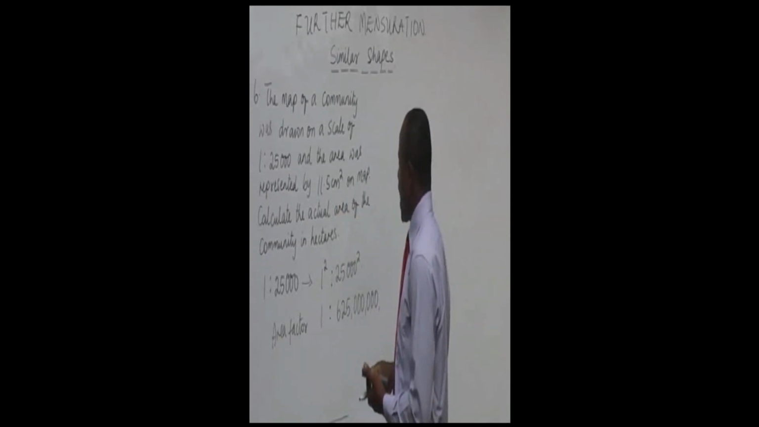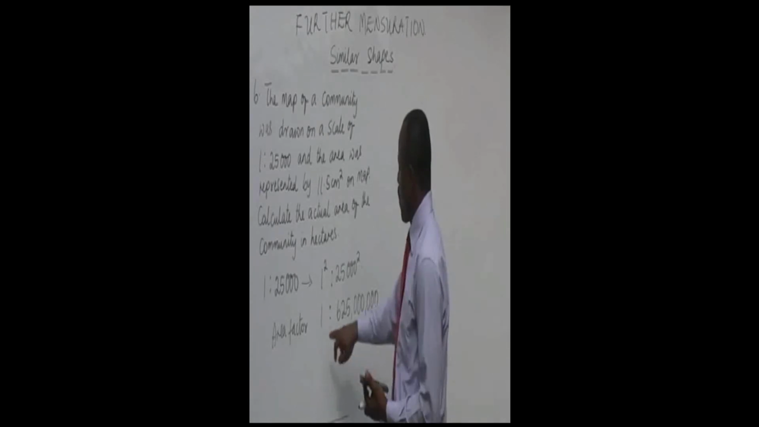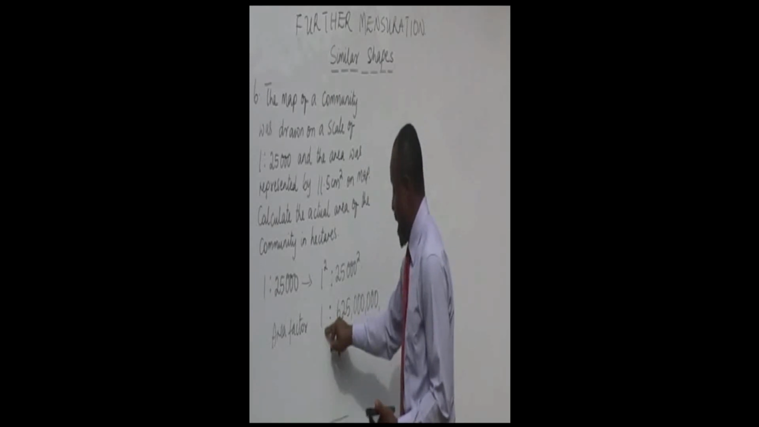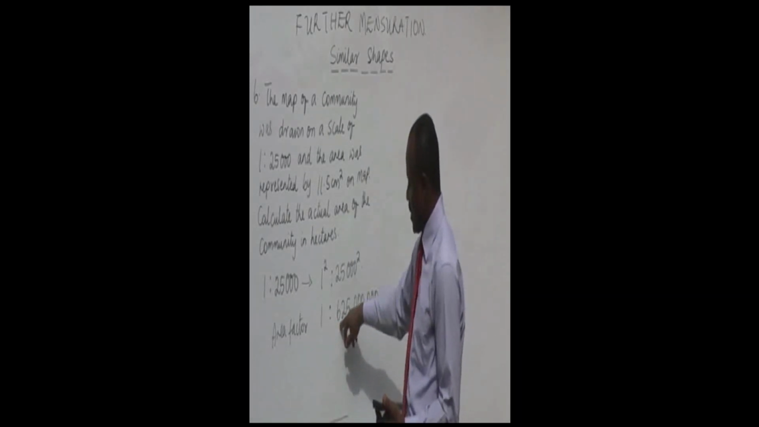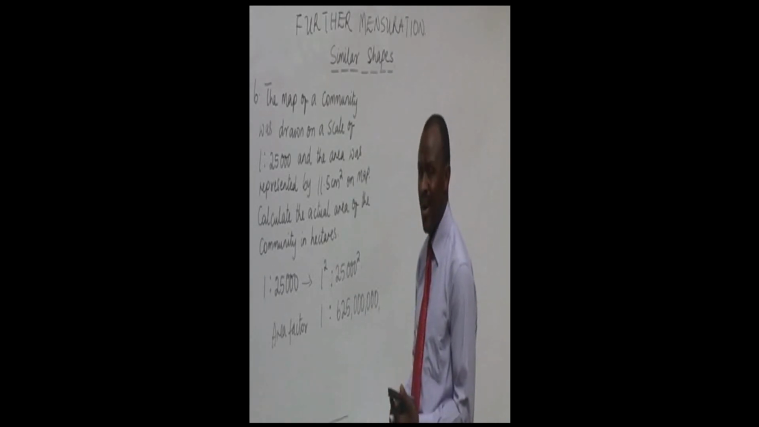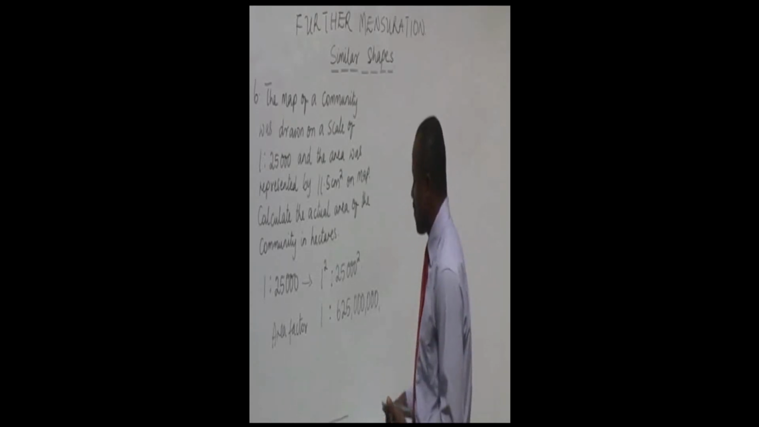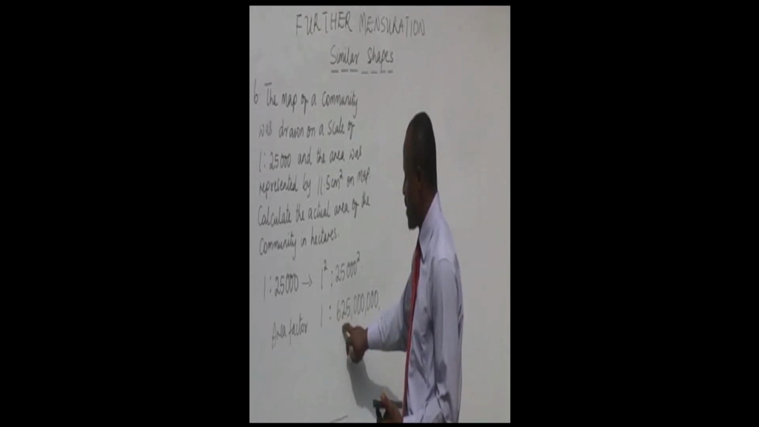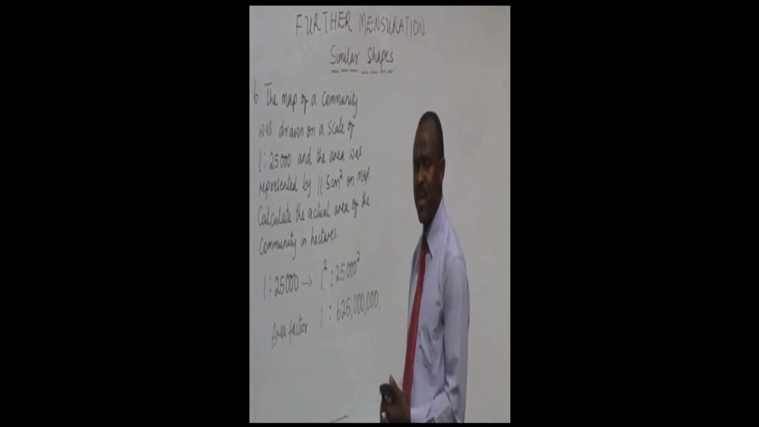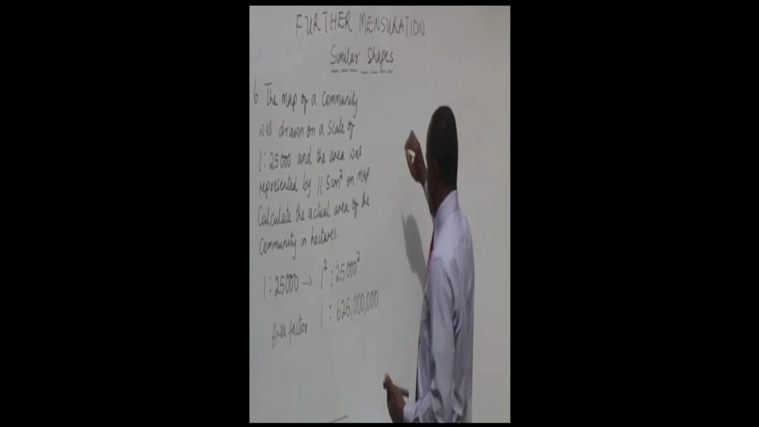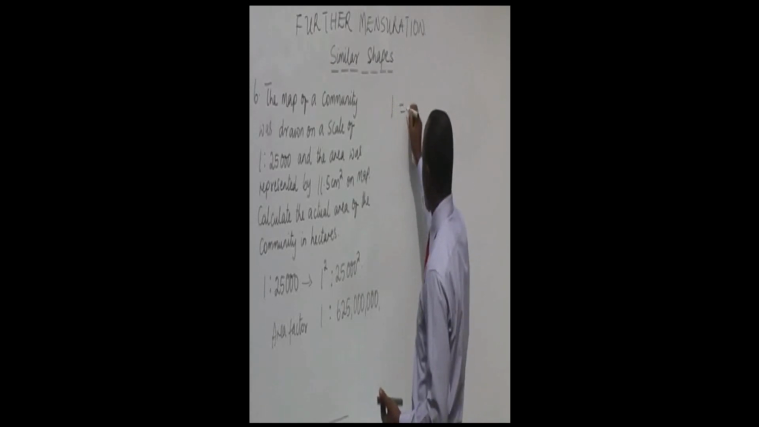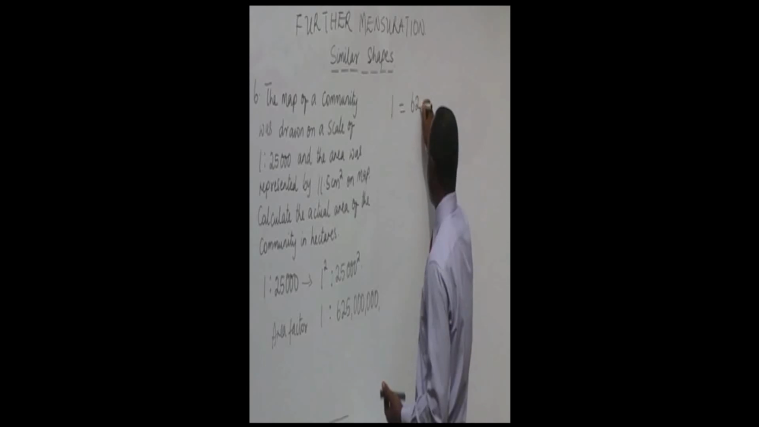Now, what it means is that 1 square centimeter on the paper is equivalent to 625 million square centimeters on the ground. If 1 is 625 million, then we do the same for 11.5. That's what it means. 1 is represented by, or is equal to, 625 million.